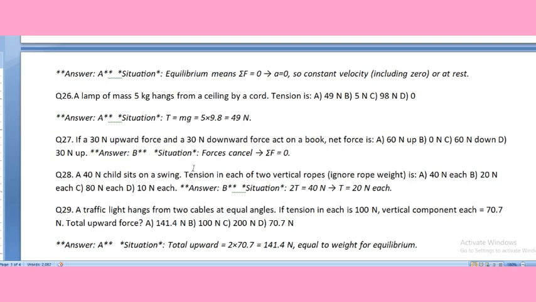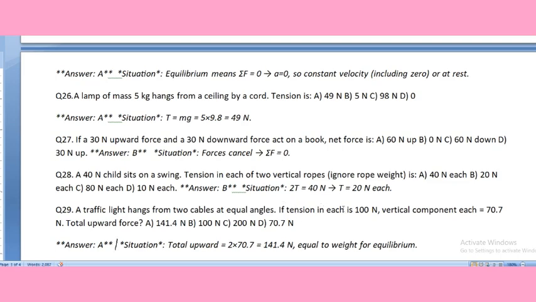From the given, we know the weight of the child is 40 Newton and the tension is what? There are two vertical ropes. So 2T means two ropes are pulling upward, which equals 40 Newton. To get the value of this tension, we have to divide this side by 2, as I am showing on the screen. 40 divided by 2 equals 20, so the tension is 20 Newton each. So the correct answer is B. B says that 20 Newton each. The next question, question number 29.